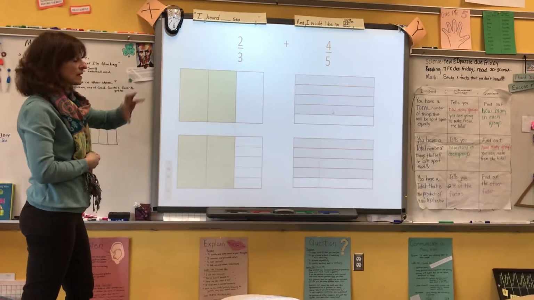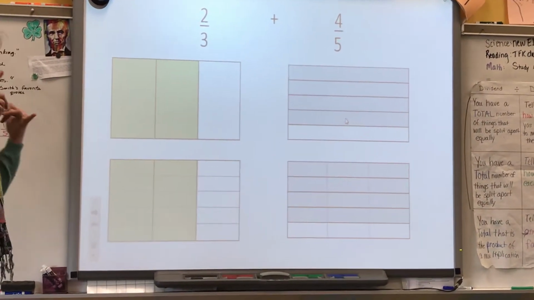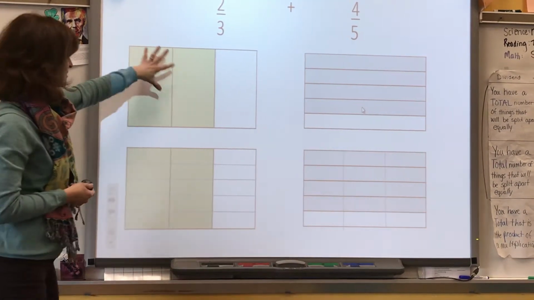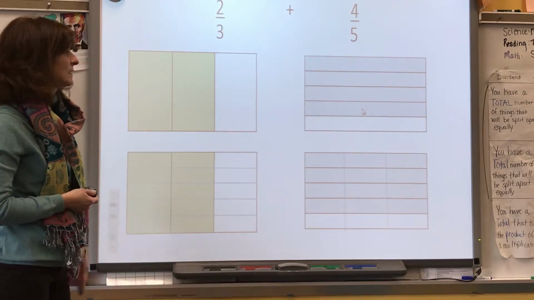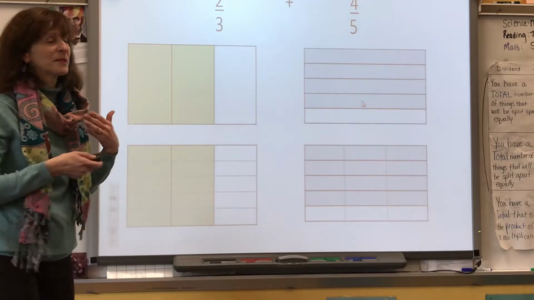So we're showing a couple of things here. We're showing equivalent fractions, which they had already worked on, but we're also showing you need equivalent fractions with the same size part. And now you can see that 2/3 equals 10/15, and that 4/5 equals 12/15, and now you could put them together.